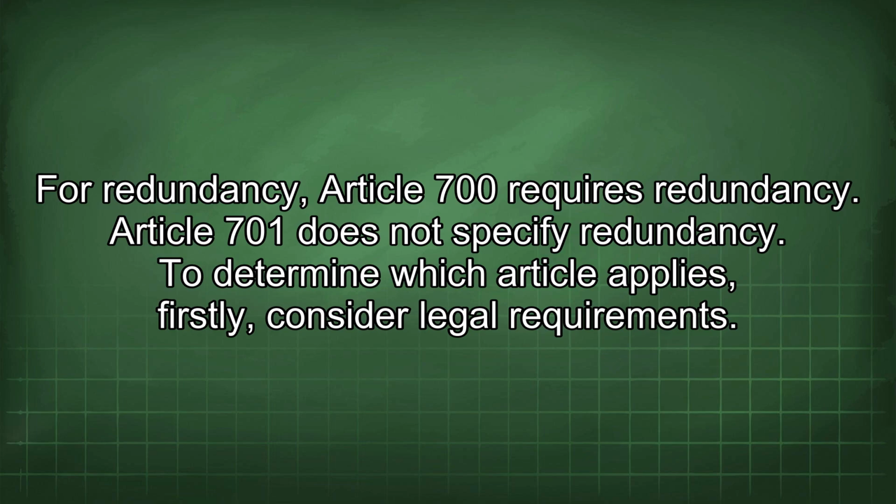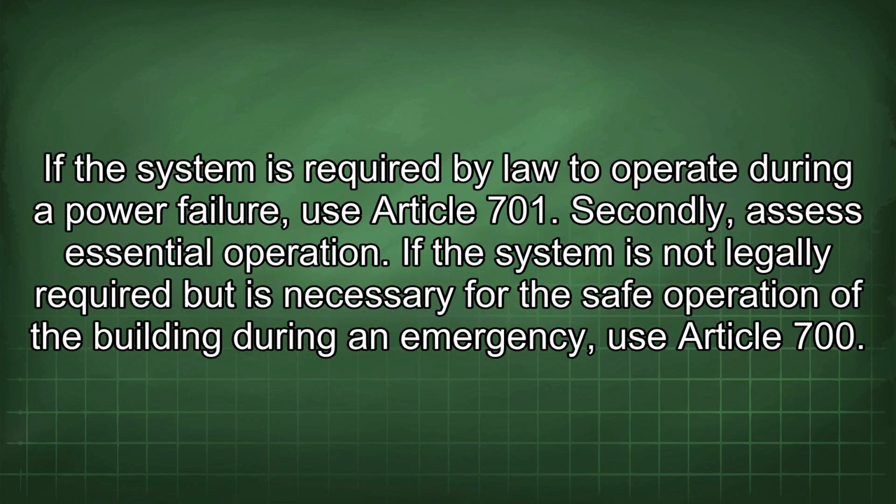To determine which article applies, firstly, consider legal requirements. If the system is required by law to operate during a power failure, use Article 701. Secondly, assess essential operation. If the system is not legally required but is necessary for the safe operation of the building during an emergency, use Article 700.